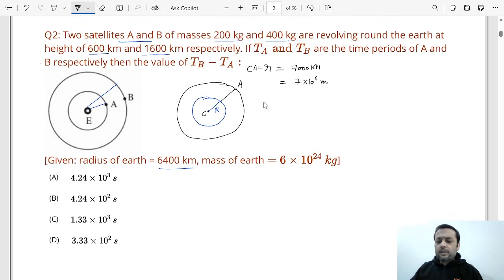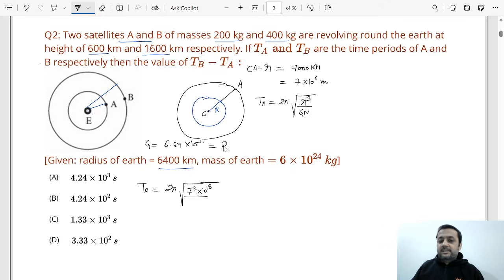All right. Now we know the standard formula for time period of rotation: 2 pi into under root of r cubed upon G into M. This is the value of the time period. Let's do the calculation here. The time period of A will be 2 pi into root of r cubed, and r cubed is 7 cubed into 10 to the power 18, divided by G, the gravitational constant, which is 6.67 into 10 to the power minus 11.